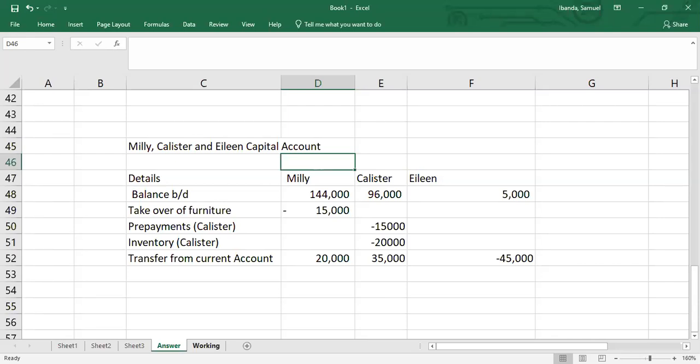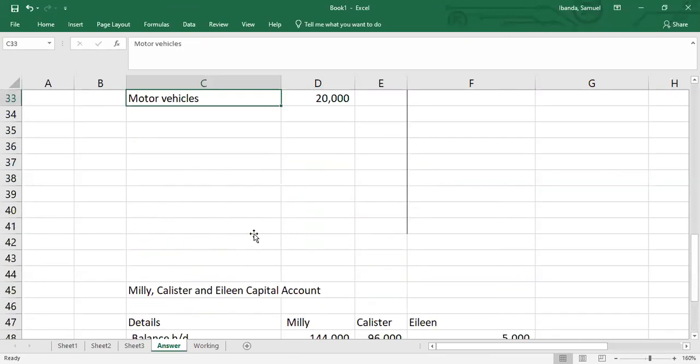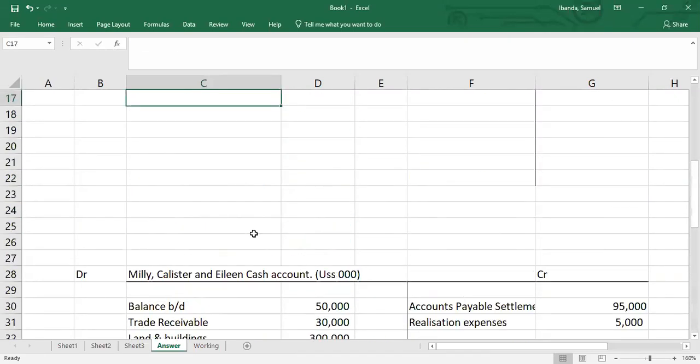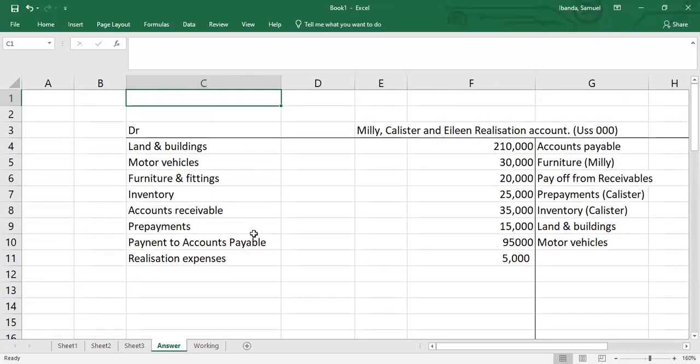Now, one of the things that we need to do also is check if we've put everything that needs to go under the realization account. From what we have done here in the realization account, what is supposed to go there is the transfer of all assets, which we have done. We've done the sale of the assets. We've also done an action on assets taken off by the partners. That should also be there.